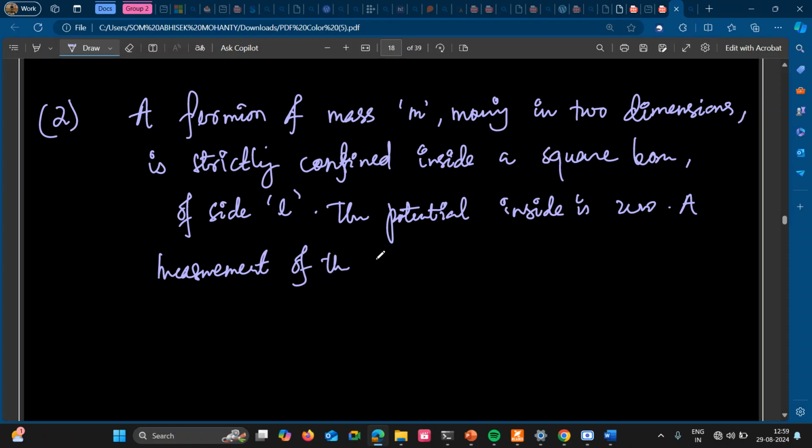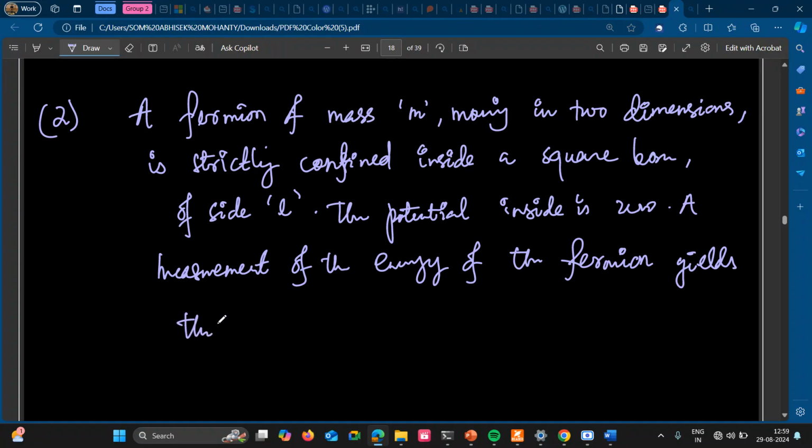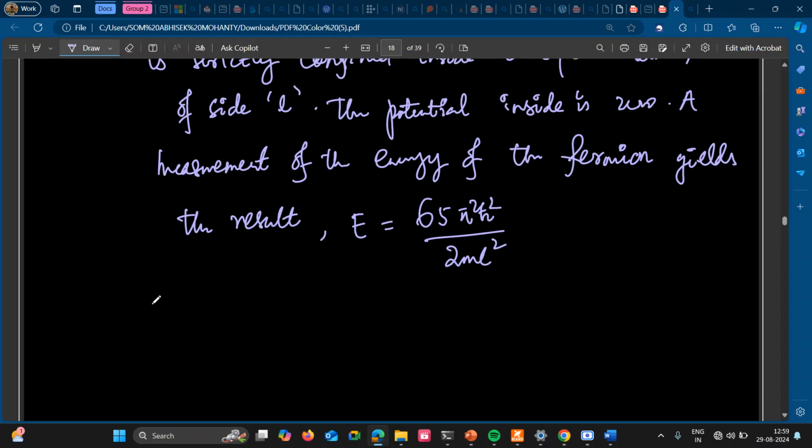A measurement of the energy of the fermion yields the result. What is the result you get? The energy is E equal to 65 pi square h cut square divided by 2 m L square.